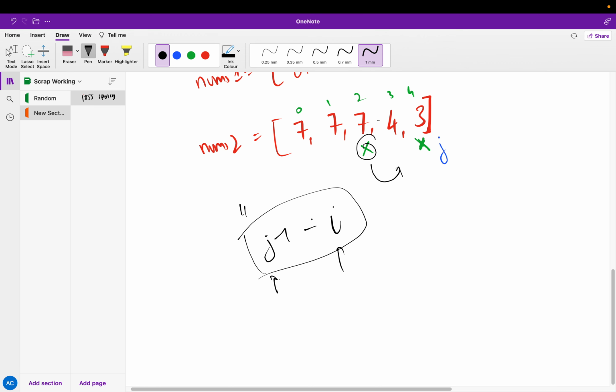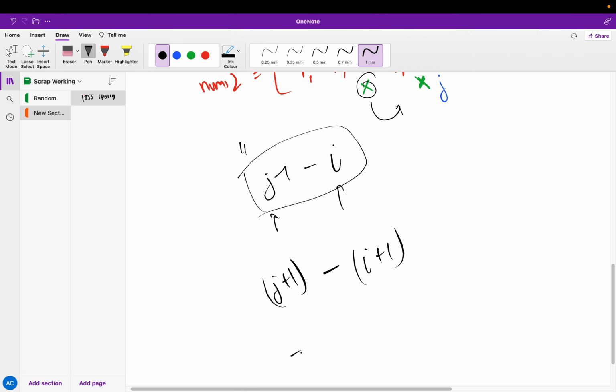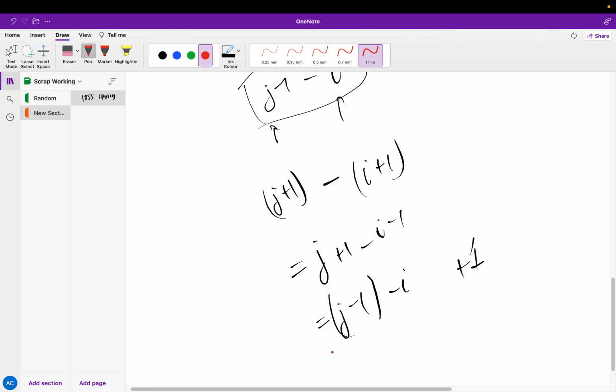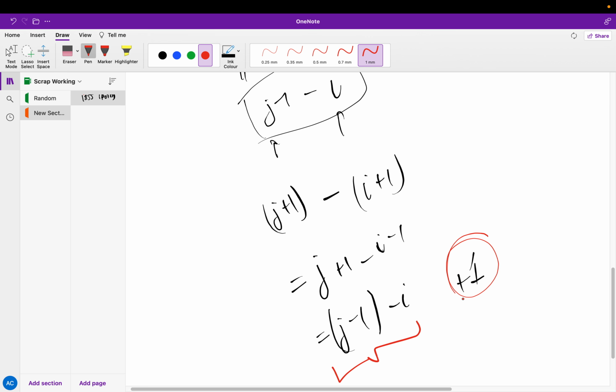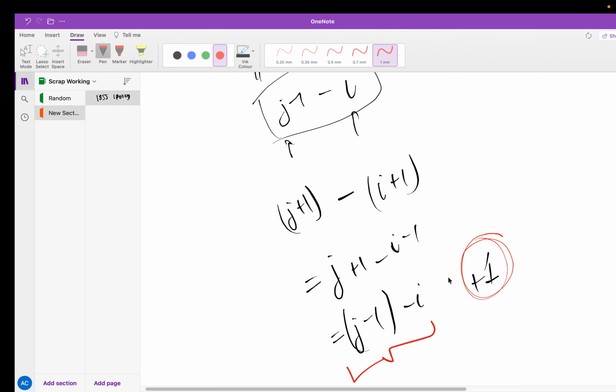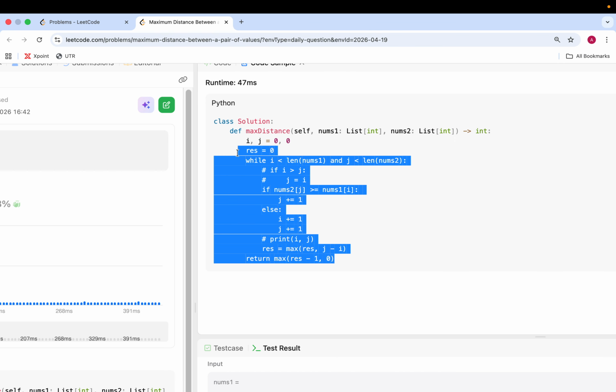What they did was they first incremented i, then they incremented j, and then they subtracted those resulting values, and you get j plus 1 minus i minus 1, which is the same thing as j minus 1 minus i plus 1. So this is what I was doing, and then they have an extra plus 1 term, which is why at the end they have a minus 1, just to compensate. Okay, fair enough. Definitely looks simpler, so fair enough.